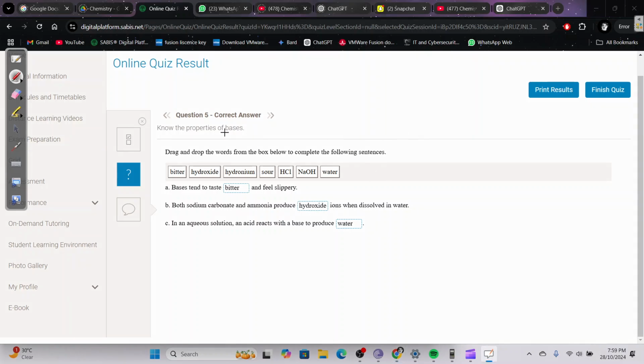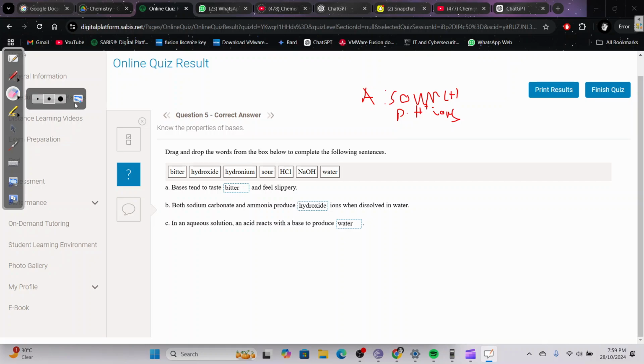Acids. Before this I'll explain some properties of acids. Acids, so I'll label them A. Sour, that's one of their characteristics. This is for taste, I'll write T. Produce, I'll write P. Produce hydrogen ions, so H plus ions. And this is basically what you need to know. And now for our bases.